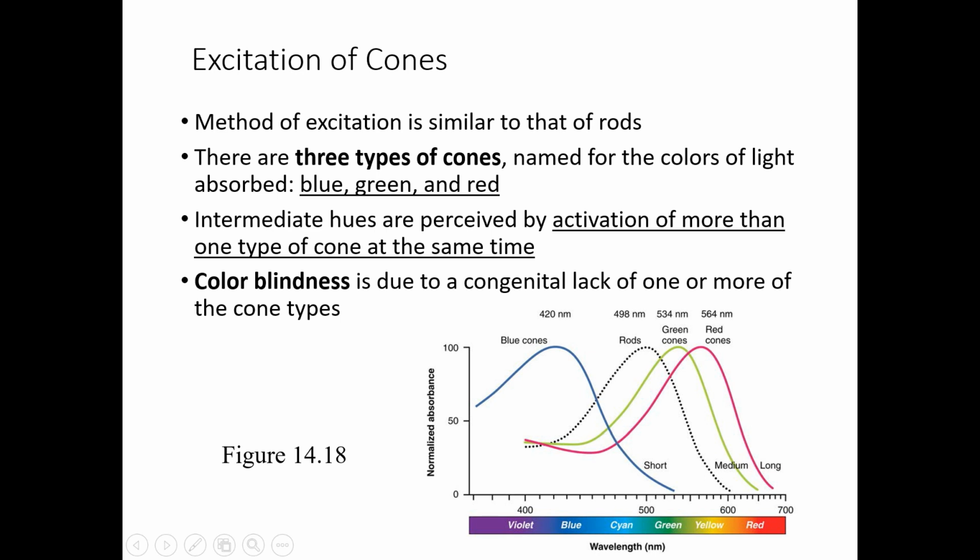So excitation of cones is similar to excitation of rods, but we won't talk in details about those molecules. You need to know that there are three types of cones for blue light, green, and red light, and all other colors we are seeing when there is activation of more than one type of cone at the same time. So combination of those colors. For example, combination of blue and red give us violet color.